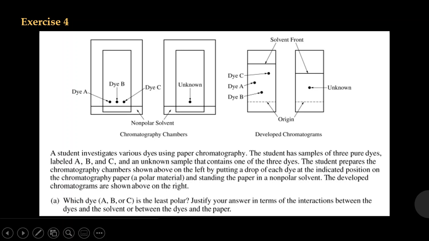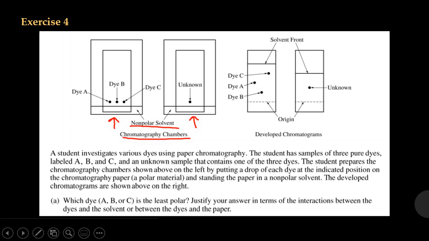So here you're looking at a nonpolar solvent, telling you right there, okay? In the chromatography chambers, you have a baseline set here of dye A, B, and C, and then you have an unknown over here to work off of the baseline from. So those are other context clues you need to pick up on as you're reading the scenario.